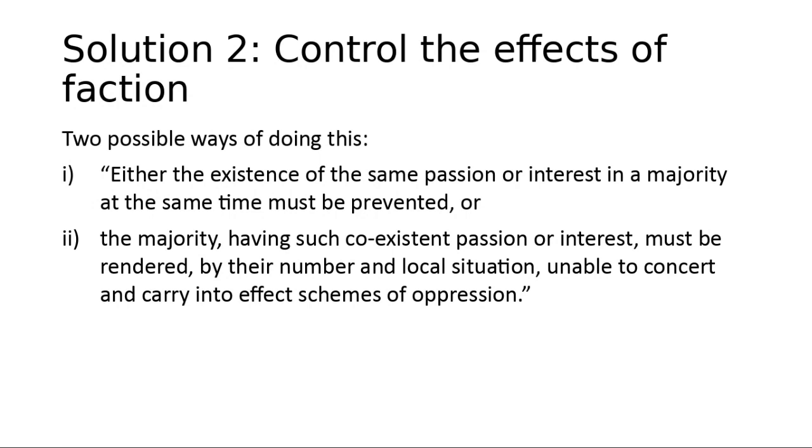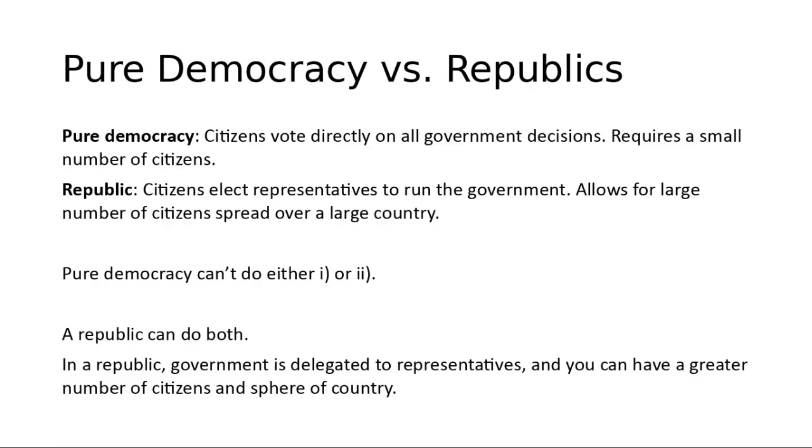If you have a very small group of people, it's easy for one group with a certain agenda to become the majority. And when you have a very small group of people, you can't prevent that majority from carrying into effect schemes of oppression. The smaller the group is, the easier it is for them to pull off some kind of scheme of oppression. So pure democracy is not going to work, but a republic can do both these things.